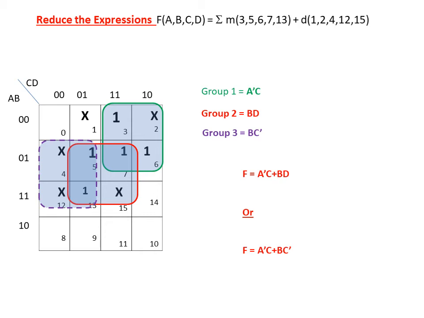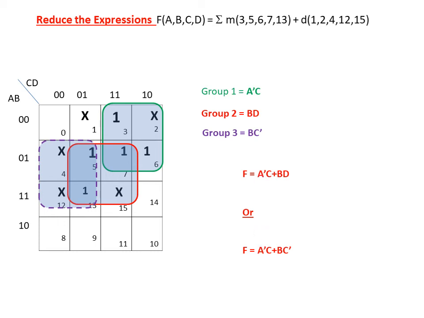Now in this question, the don't cares are 1, 2, 4, 12 and 15. So we made one 4-cell grouping, and this is another 4-cell grouping. Now the reason I have drawn the dotted grouping is that we have two possibilities. We can group these two ones with this 4-cell group combination or this 4-cell group combination. Any one is okay. So the answer for this one is A bar, C, and for this red color grouping is B, D, and for this purple color grouping is B and C bar. So both the answers are correct.